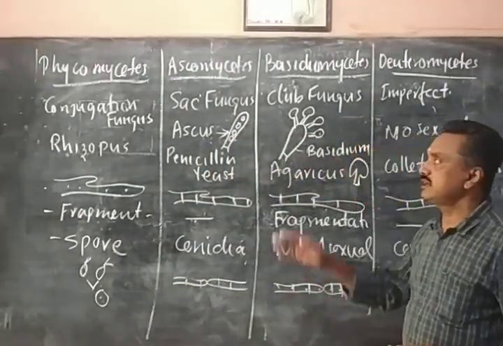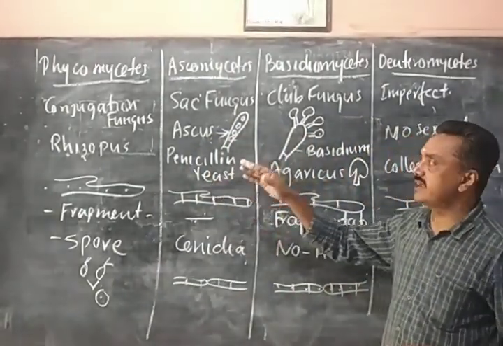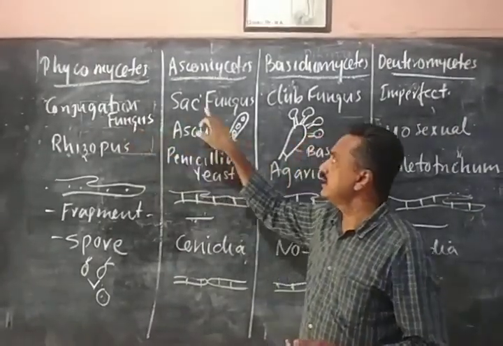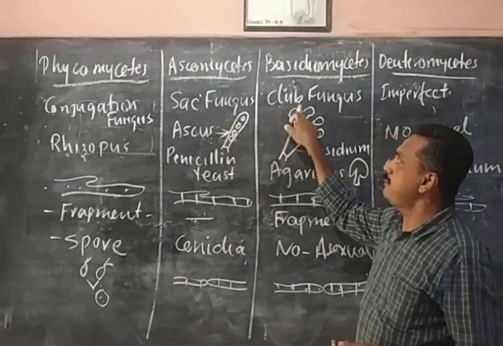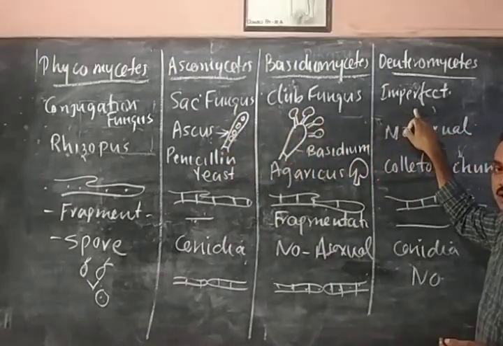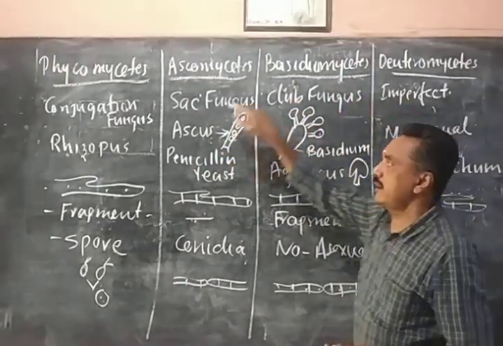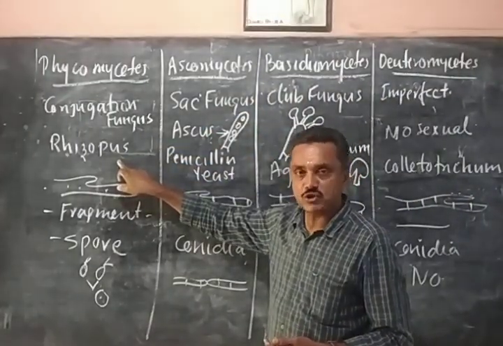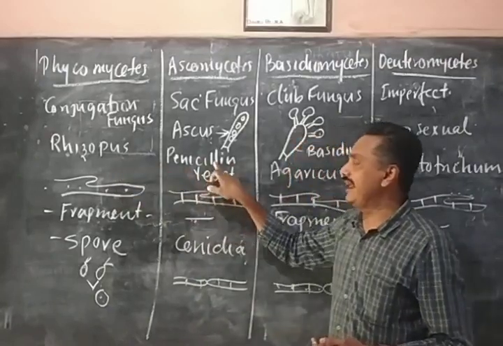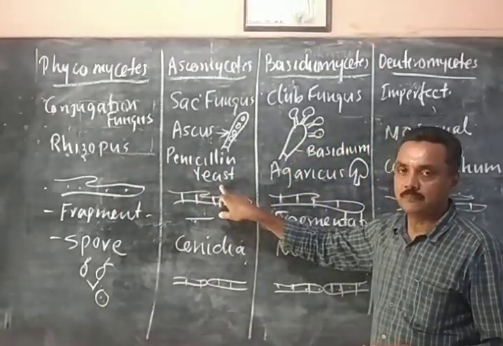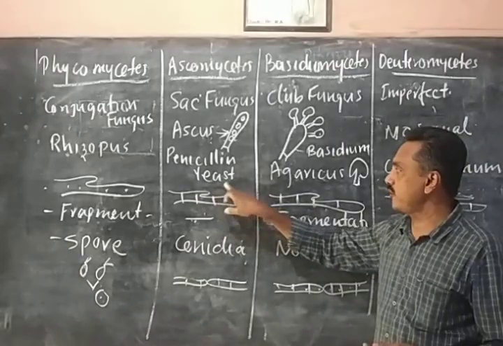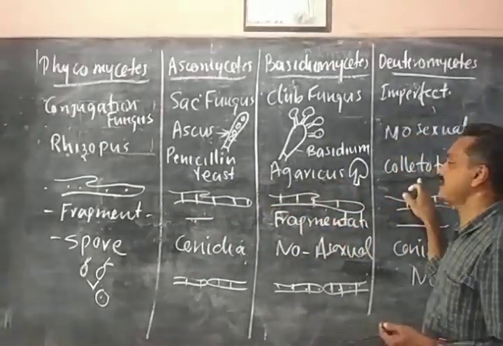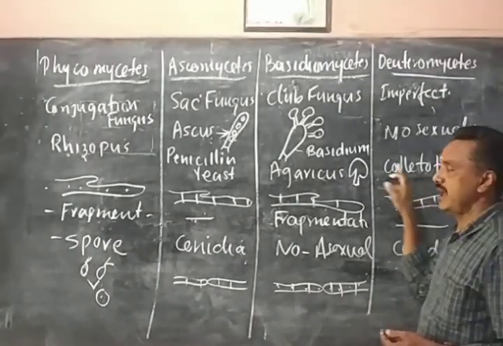So these are the four groups; I will revise once again. Phycomycetes called conjugation fungus, sac fungus, club fungus, fungi imperfect. Examples: Rhizopus, bread mold, growing on bread is called bread mold. Rhizopus is for practicals. And Penicillium, antibiotic. Yeast, Saccharomyces, used in the alcohol industry. Agaricus, mushroom, we use as food. And these are all parasites, Colletotrichum, etc.